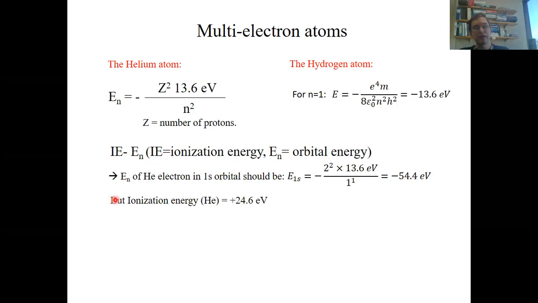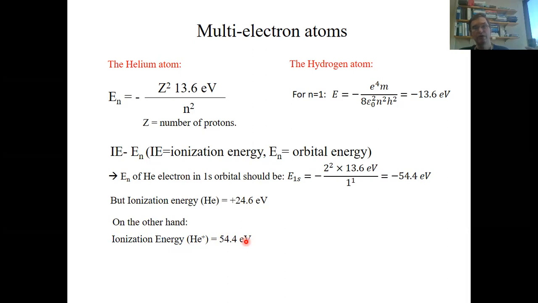Okay, what is the experimental result? The experimental result is that the ionization energy is 24.6 electron volts. So this is much less than we would expect. We would have expected that it is plus 54.4 electron volts. However, when we take a helium plus ion and remove the other electron, then that ionization energy is exactly 54.4 electron volts. So both electrons are, of course, in the 1s orbital.